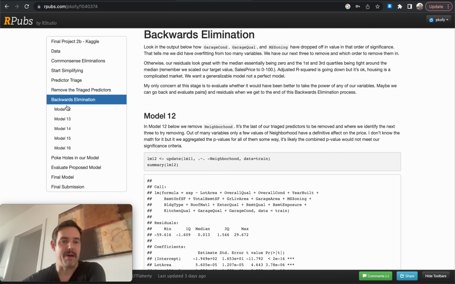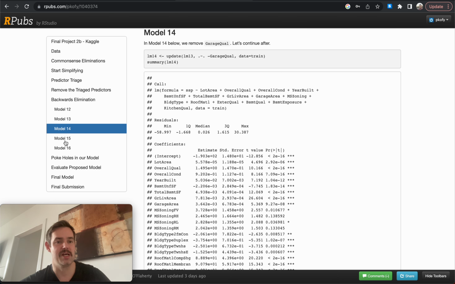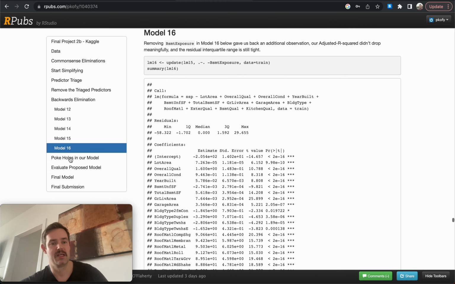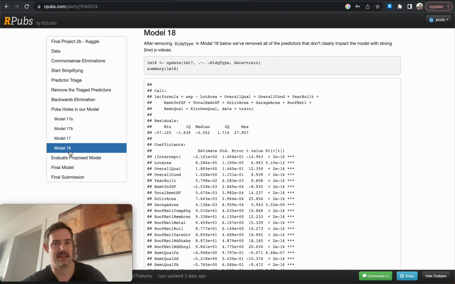With backwards elimination, my general sense is that you want to find that inflection point between simplicity and accuracy. And so every time we remove one of these predictors, we're simplifying our model, and we want to not see a precipitous drop in adjusted R squared. So I finally got to a model I was happy with.